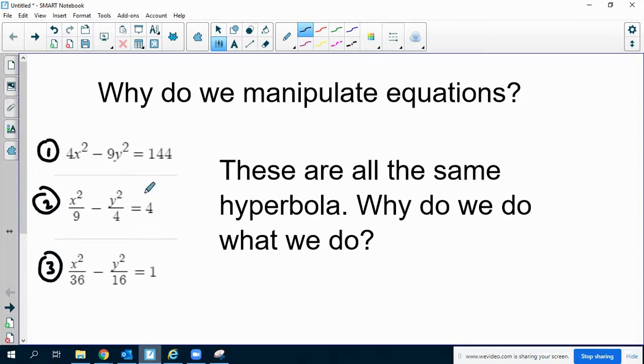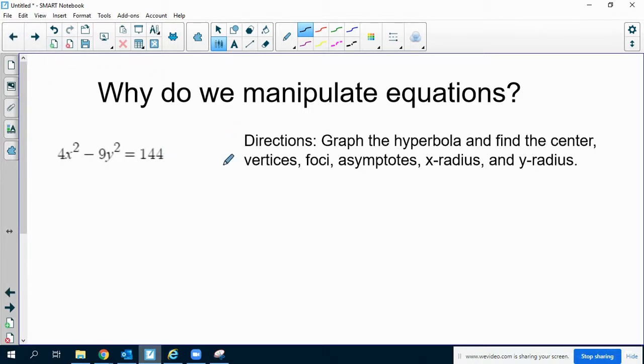That's a great question. If one way were just a way to look at it and we could see everything, then there would be no need to. But I'll go through three examples. So let's say we're given this equation, and the directions are to find the hyperbola's center, vertices, foci, asymptotes, x and y radius, and to graph it.